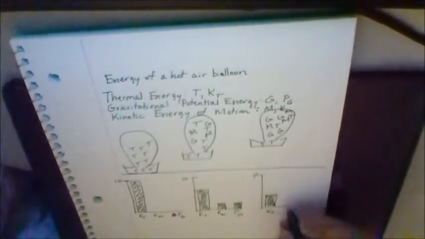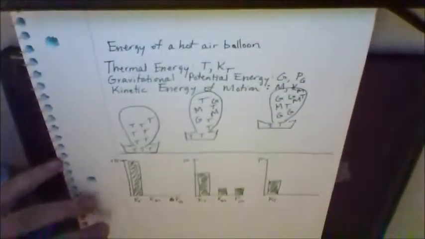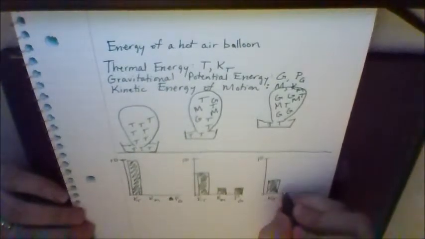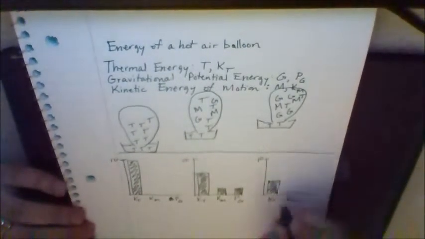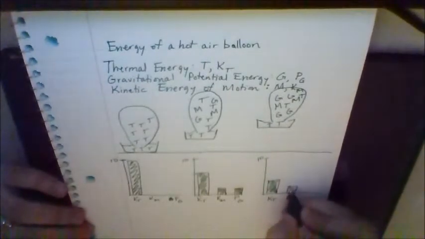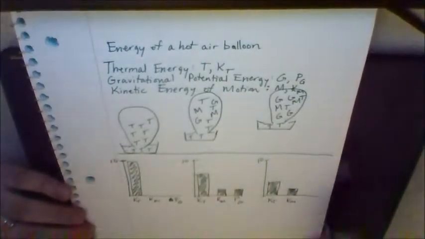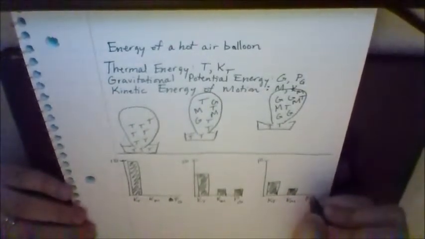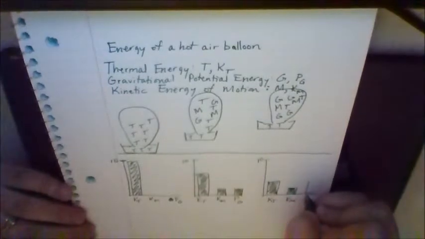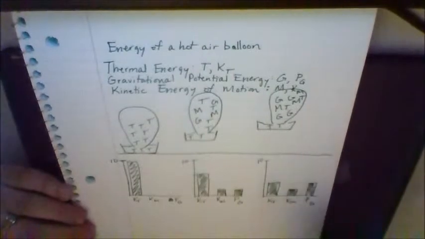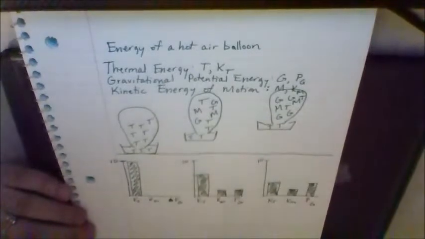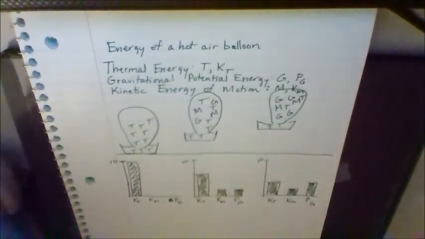Then we have our kinetic energy of motion, and we're going to stay with 2 of those units because we're just saying that our balloon is going up at the same speed. And then potential energy, gravitational, is then 4. So we have a total of 4 plus 2 plus 4 is 10. 2 plus 2 plus 6 is 10, and then a total of 10. So that is my version of the energy of a hot air balloon.